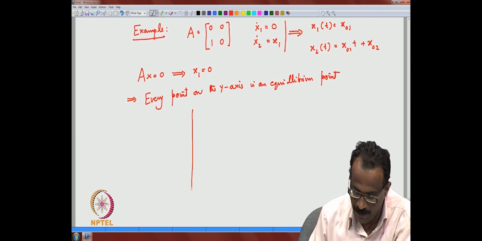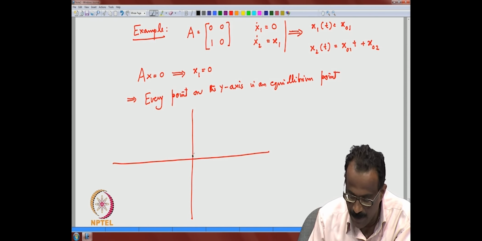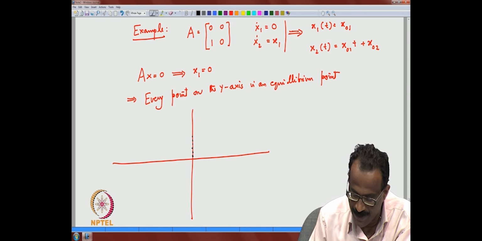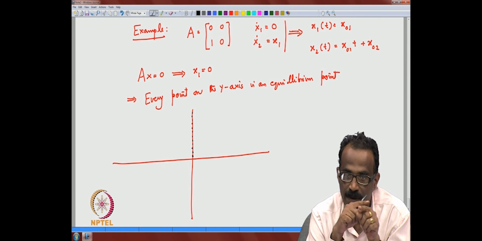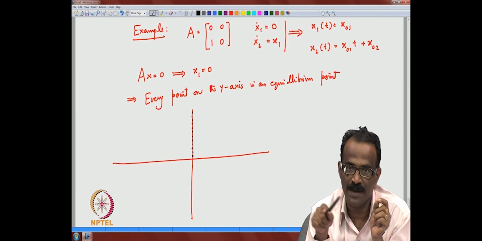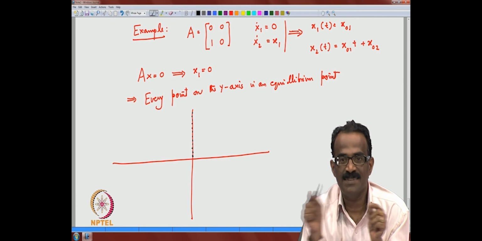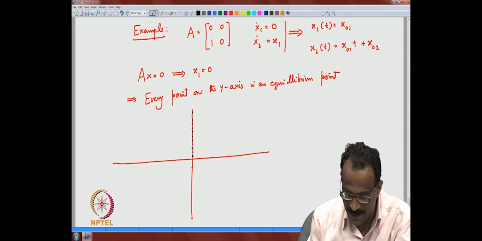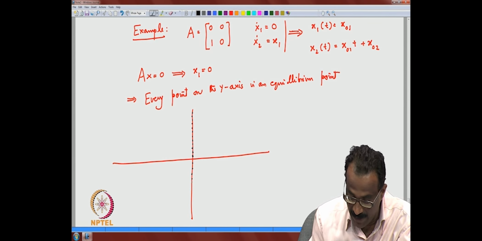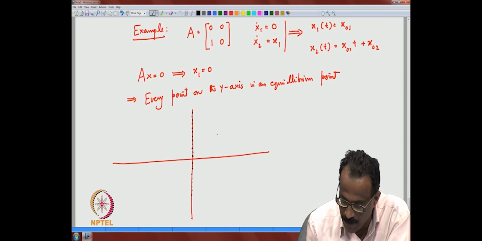If you plot the graph here, all the points here are equilibrium points. If you recall the earlier example which I have given, in a similar situation with one eigenvalue 0 and the other eigenvalue non-zero, you have seen that all the points on the x axis are equilibrium points, and anything you start above it goes towards that. But here you will see something different. When there is a degenerate case, the situation will be different.